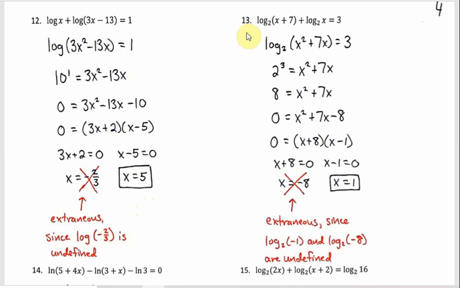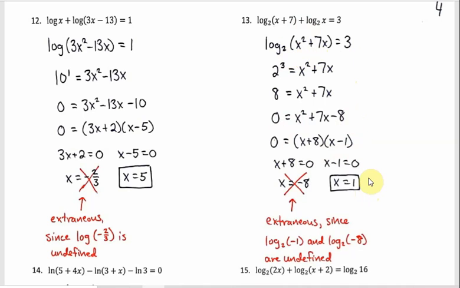And the same kind of thing happens with 13, right? Here you'd say, okay, it's the sum of two logs. You can make that the log of a product. But then since this is base 2, 2 to the third is x squared plus 7x. Get everything on one side and a 0 on the other. You can factor. And then zero product property. Your two answers would be 1 and negative 8.